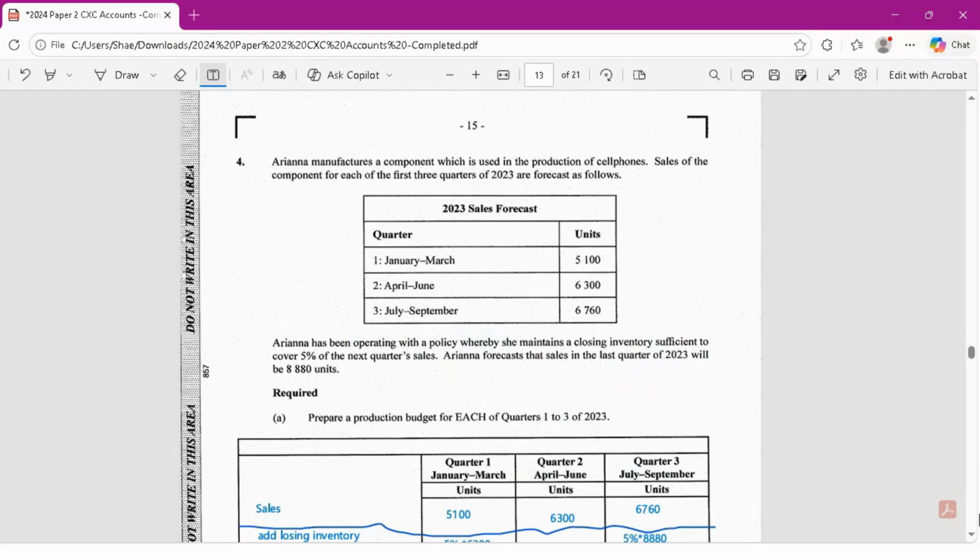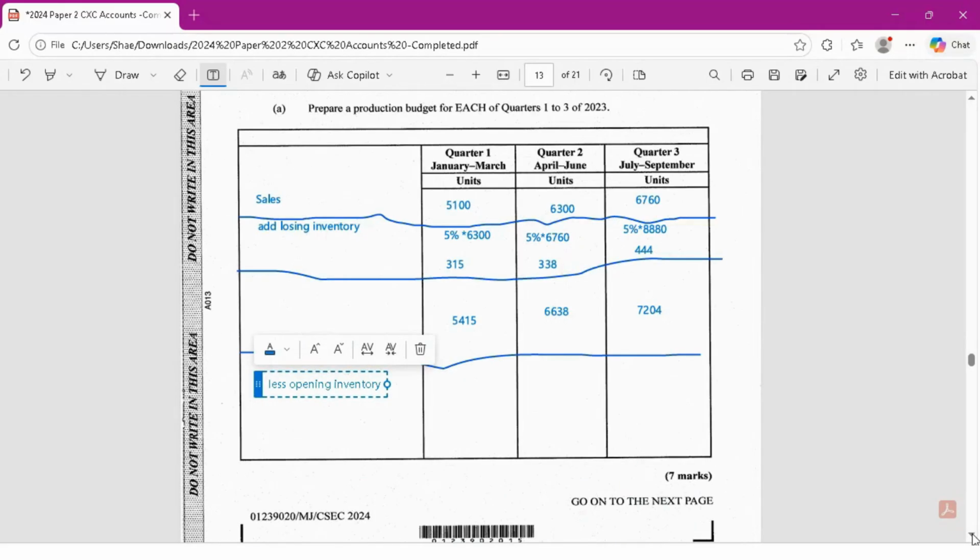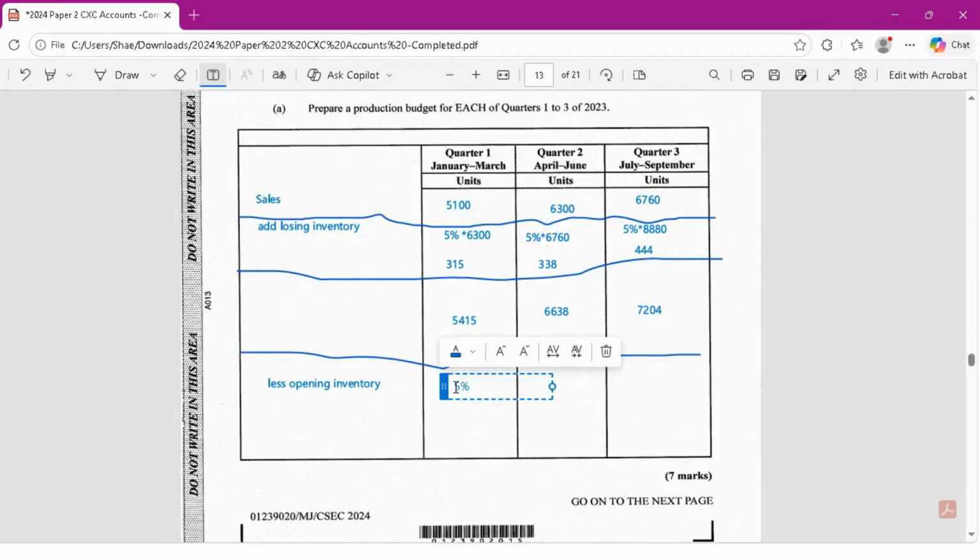Alright. So 5% multiplied by 5,100 would have given you the closing inventory for the previous period. And whatever we end a period with, we start the period with. So that's why we know that we started the period with this amount, which is 255.